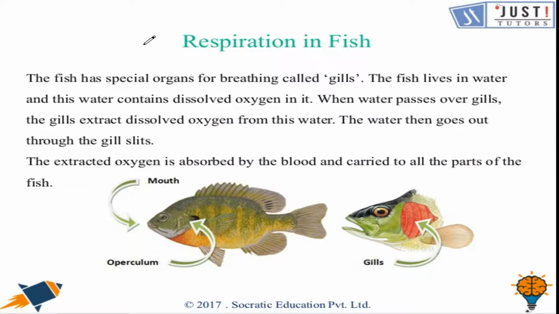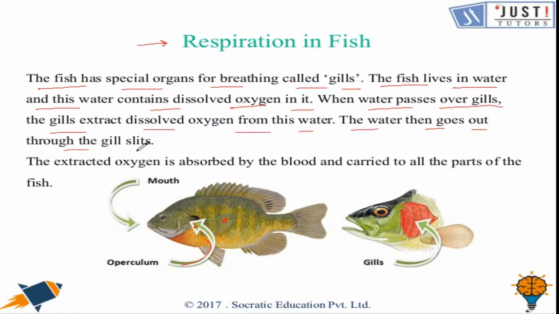Now, how does respiration take place in fishes? The fish has a special organ for breathing called gills. You can see in this picture, this is the operculum, this is the mouth, and inside it are the gills. The fish lives in water, and this water contains dissolved oxygen. When water passes over the gills, the gills extract dissolved oxygen from this water. The water then goes out through the gill slit. The extracted oxygen is absorbed by the blood and carried to all the parts of the fish.